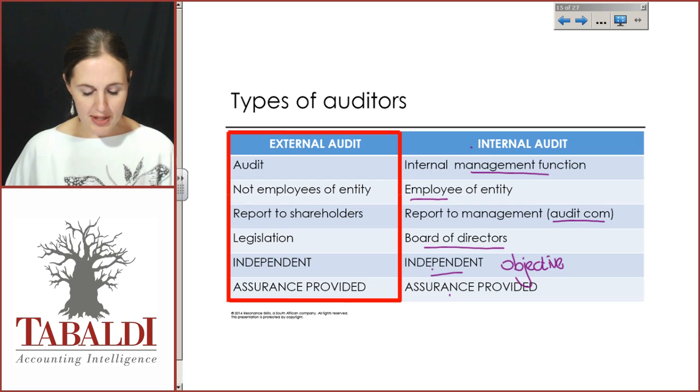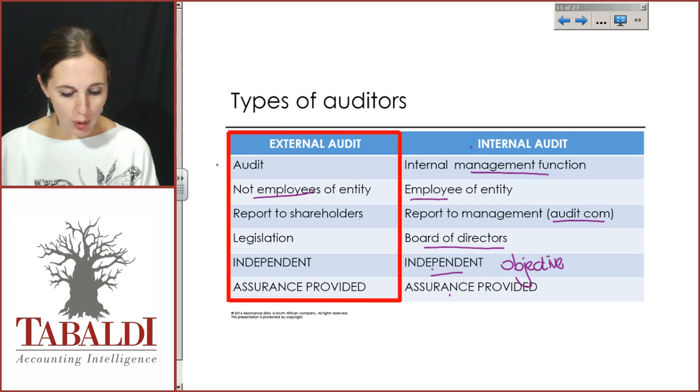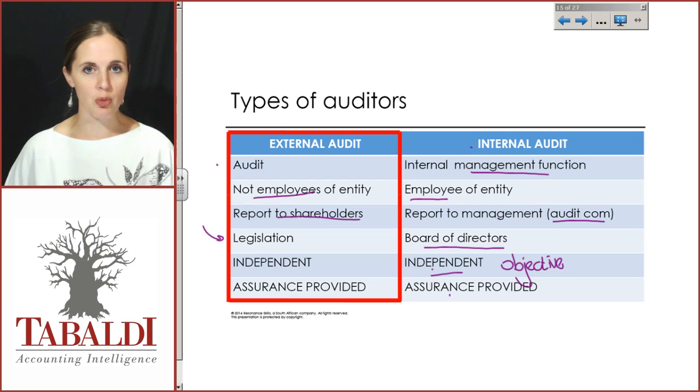For the external audit, we will perform the statutory audits. We are not employees of the entity. We are not paid by them as employees. We do not belong to the company at all. We report to the shareholders rather than to management, and what we do is governed by legislation. We've looked already at the company law, and the APA we'll be looking at. We are independent of the organization itself. We have nothing else to do with them.